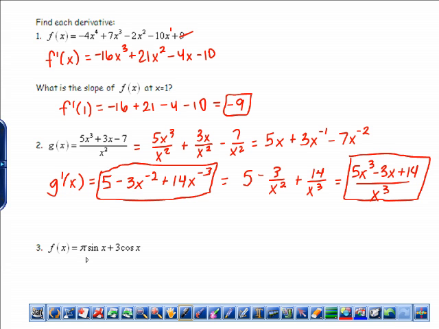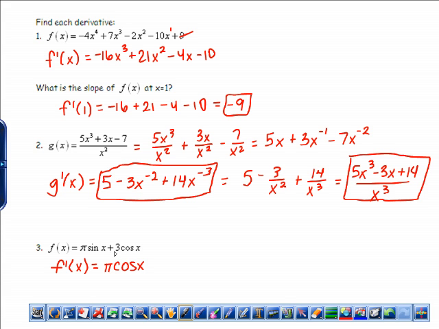Okay, let's look at number 3. Here we have some trig in here. So we're not really doing this any different. We're still just taking f prime of x. Pi is a constant, so we get to just multiply pi times the derivative of sine. Now, if you remember, the derivative of sine is cosine. Again, it's worth it to memorize.